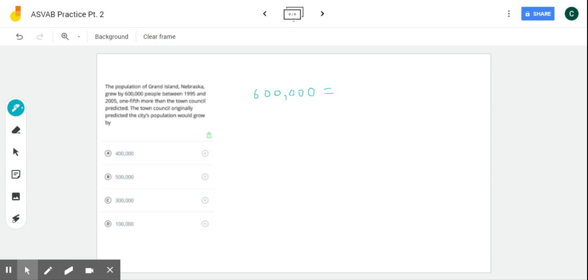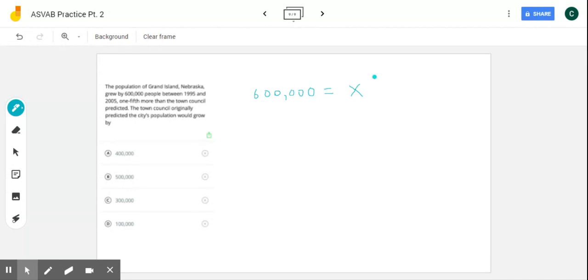All right, the town's population grew by 600,000 people over 10 years, and that was 1/5 more than they thought. So this is saying that this number is bigger than they originally thought. I'm going to let X be the number that they originally thought it was going to grow by. So if they thought it was going to grow by 600,000, X would be equal to 600,000. But 600,000 is actually 1/5 more.